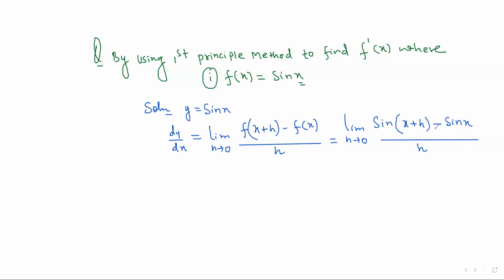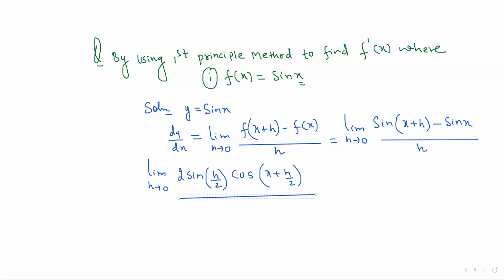Oh, very simple formula, beta. Sin C minus sin D is 2 sin((C minus D)/2) cos((C plus D)/2). So we get 2 sin(h/2) into cos(x plus h/2), and divided by h.